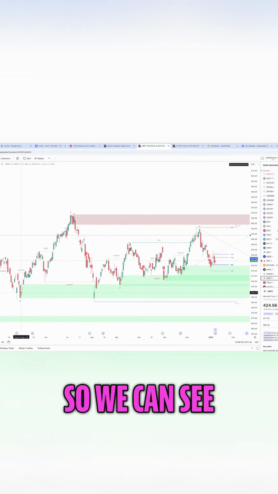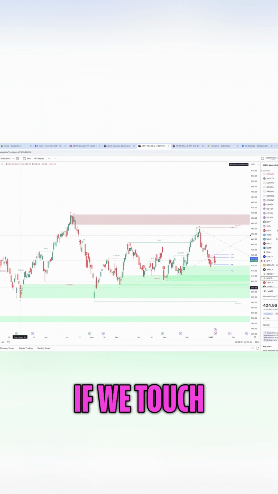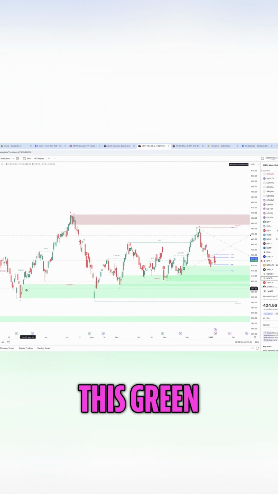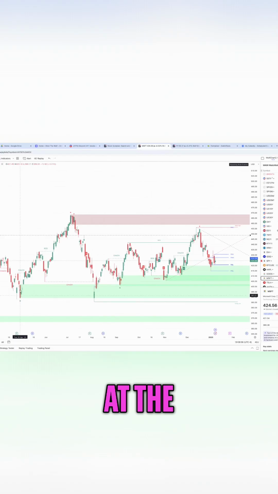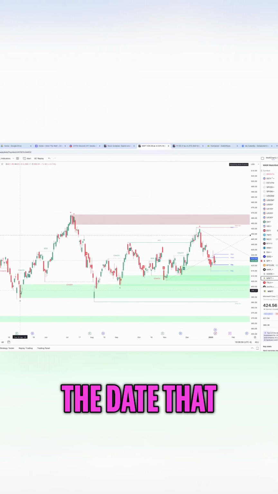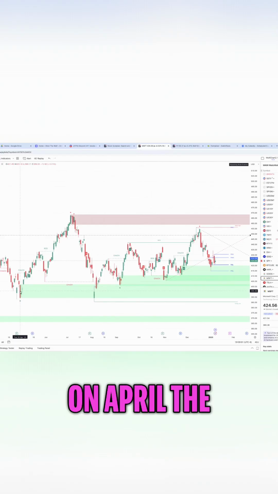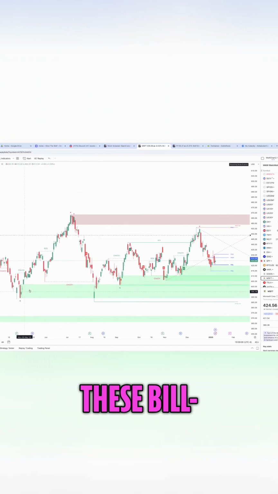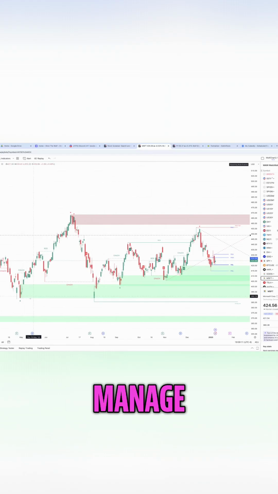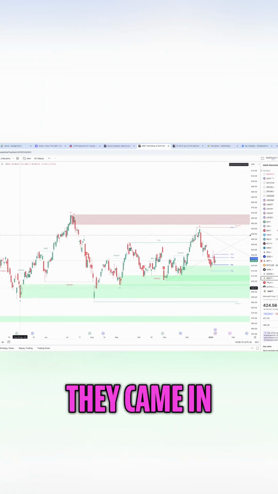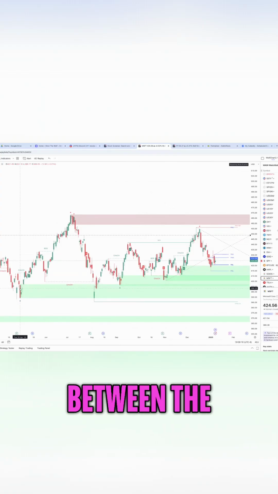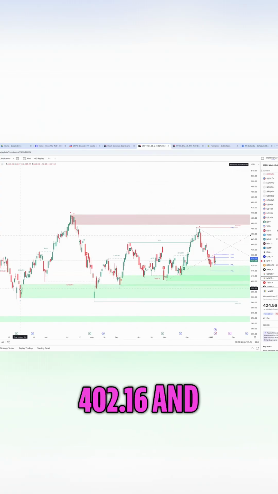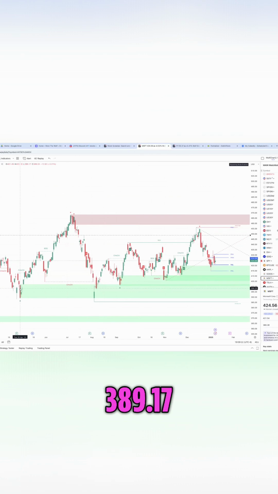So we can see by putting our mouse on this candle, if we touch this candle that started this green buy zone, at the bottom of Trading View, it's going to show you the date that it happened on. And so this happened on April the 30th of 2024. Okay. And institutional investors, these billionaires or these companies that manage trillions of dollars of shares of stocks, right, or buys them, they came in and bought Microsoft between the price of 402.16 and 389.17.